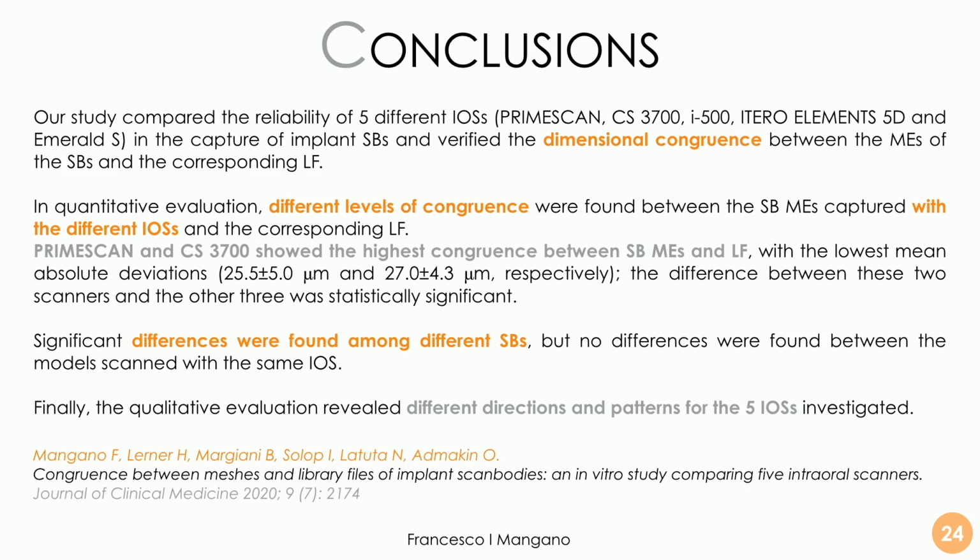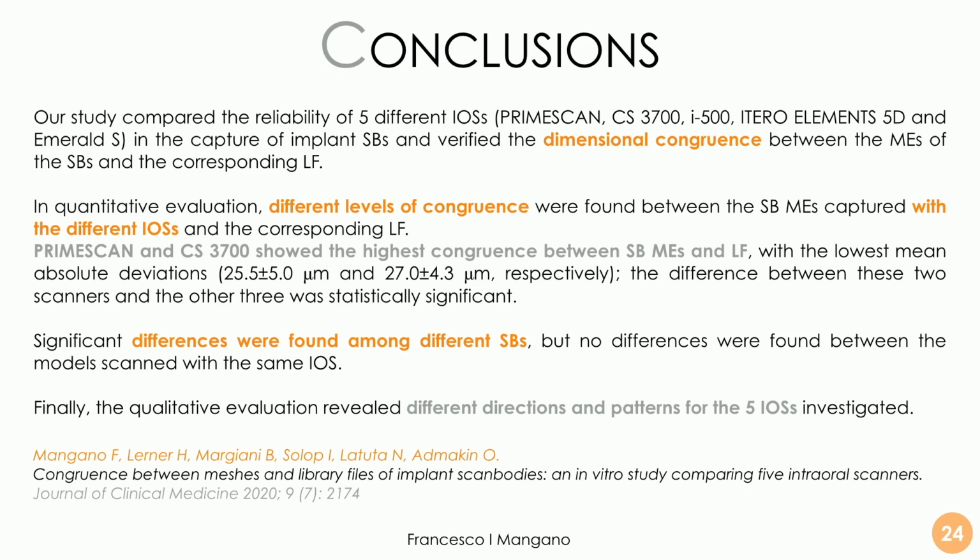In particular, PrimeScan and CS3700 show the highest congruence between the meshes of the scanbodies and the corresponding library file, with the lowest mean absolute deviation, in this case 25 and 27 micron respectively, per each scanbody, so lower than 30 micron. So the difference between these two scanners and all the other scanners was statistically significant. They look more congruent, they look more accurate in this specific indication.